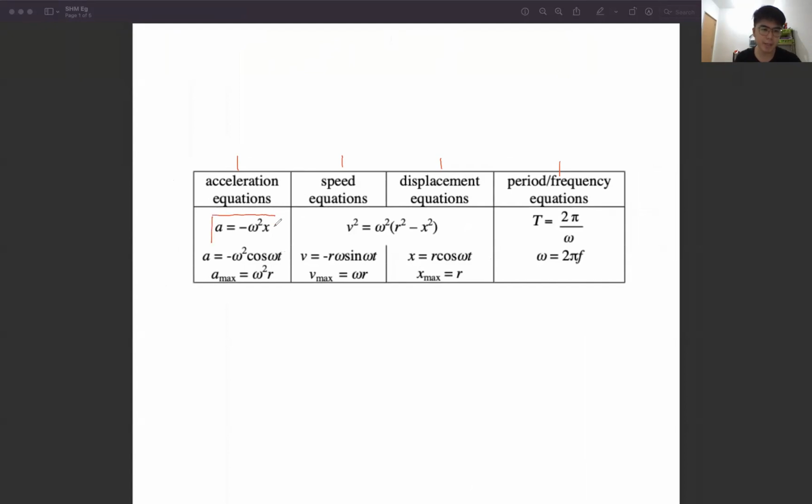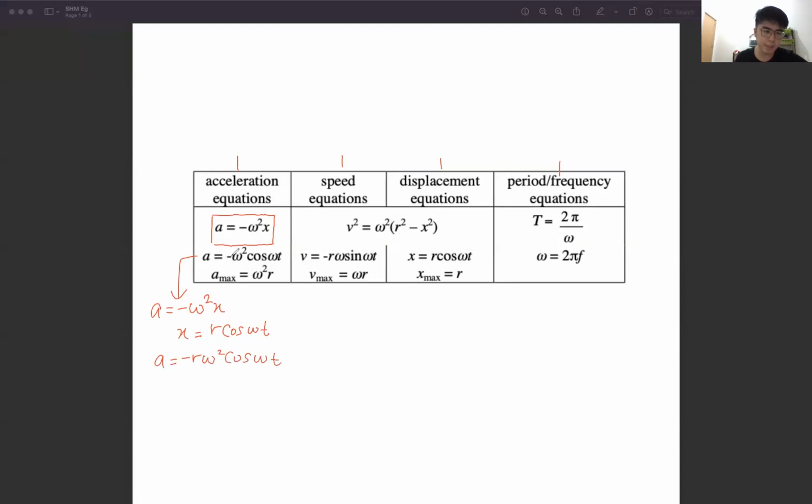a equals to minus omega square x. And then the second one, how do we get this? From here, a equals to minus omega square x. We know that x is equals to r cos omega t, right? So we just put it inside. We get a equals to minus r omega square cos.